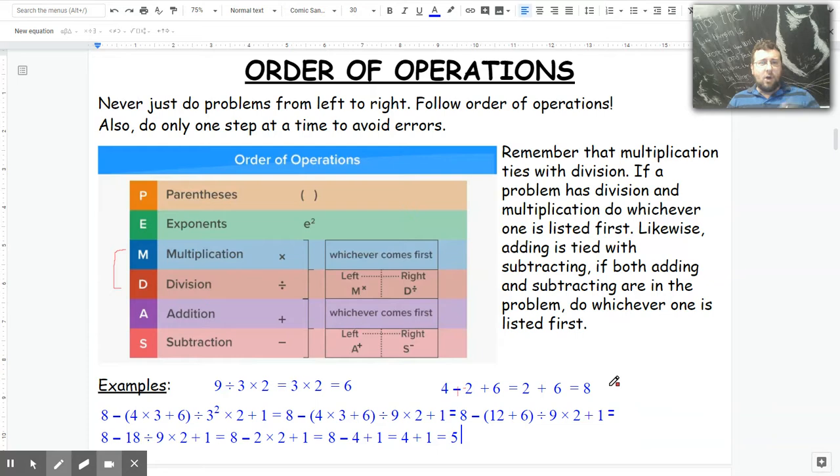Let's see how this all works in action in one slightly larger problem. All right? So let's say, for example, you have 8 minus parentheses, 4 times 3 plus 6, close parentheses, divided by 3 to the power of 2 times 2 plus 1. Wow, lots of steps. Still, we're going to do one step at a time. And that's the other thing, I'm going to give you a hint. You only take one step. So long as you do a single step and copy down the rest, you will never make mistakes.